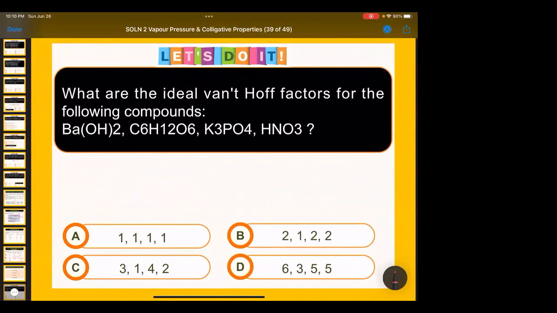So this is the first question, which is a very basic question. Assuming 100% dissociation, what are the values of i for barium hydroxide, Ba(OH)2, for C6H12O6, that is glucose, for potassium phosphate, K3PO4, and for nitric acid, HNO3? What's going to be the answer? Samaira, Hanifa, quickly tell me. Very basic. Mehraj.